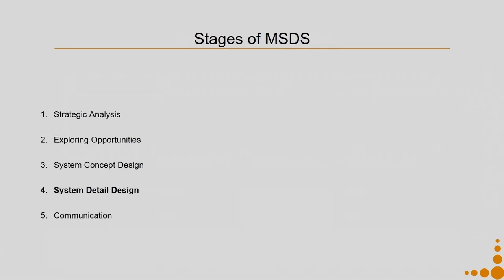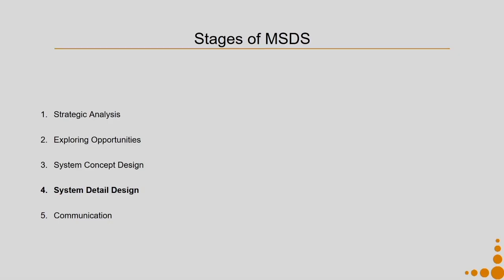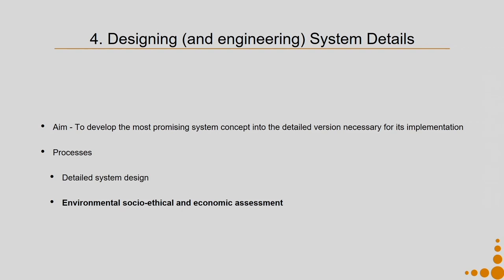Now let's come to the fourth stage of MSDS, which is system detail design. In step 3, we created a couple of system design ideas, then did a go/no-go evaluation, selected one, and further developed it by making the systems map and figuring out the interactions. Now in this fourth stage, we will further detail that system. The aim is to develop the most promising system concept into the detailed version necessary for its implementation. The processes here are detailed system design and environmental, socio-ethical and economic assessment.